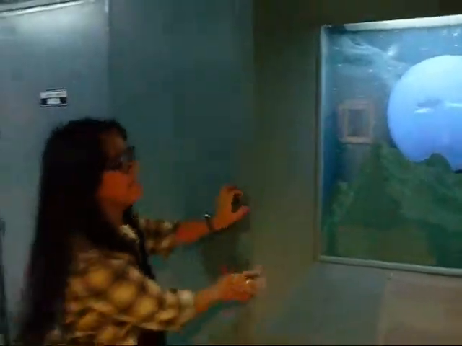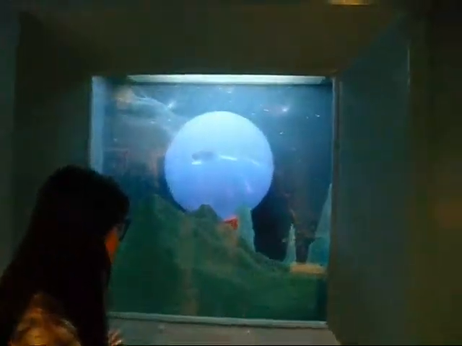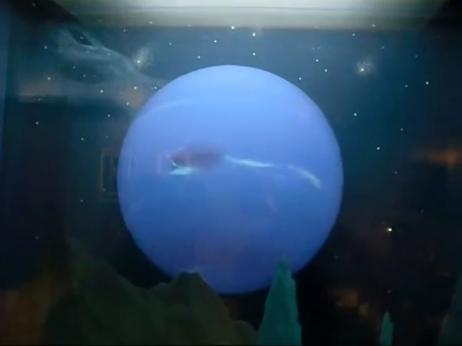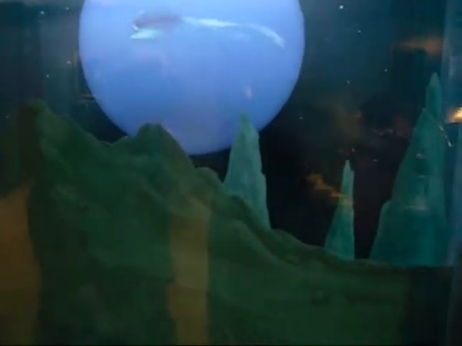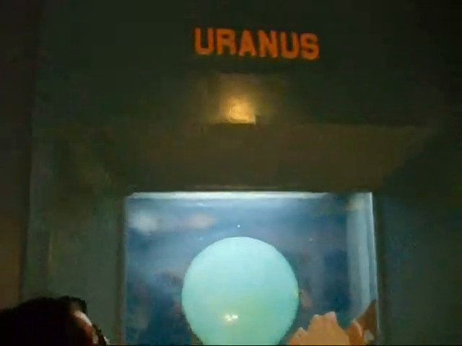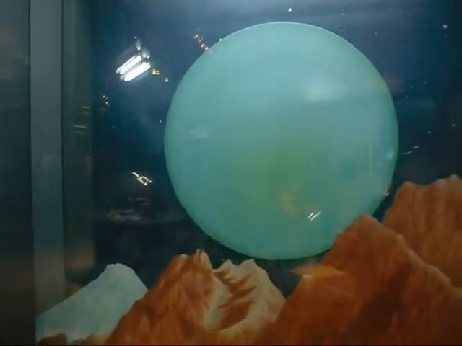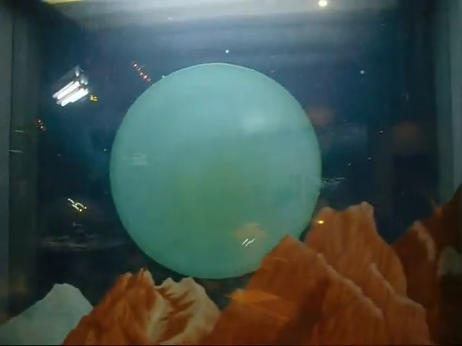These are the planets, and we're going to start from the last planet, Neptune. Neptune is the blue planet named after the god of the sea, Poseidon. It is the 8th planet from the Sun and the 4th largest planet in the solar system. This is Uranus. Uranus is the 7th planet from the Sun and the 3rd largest in the solar system. It was discovered by William Herschel in 1781.